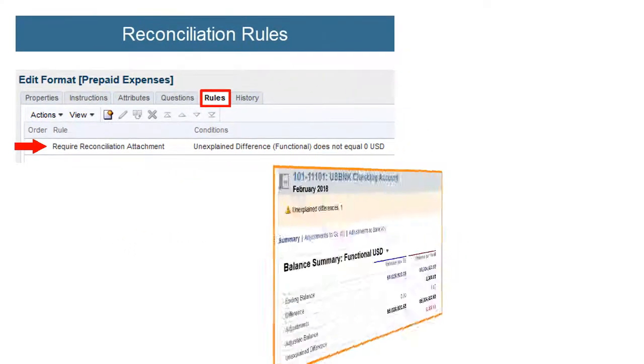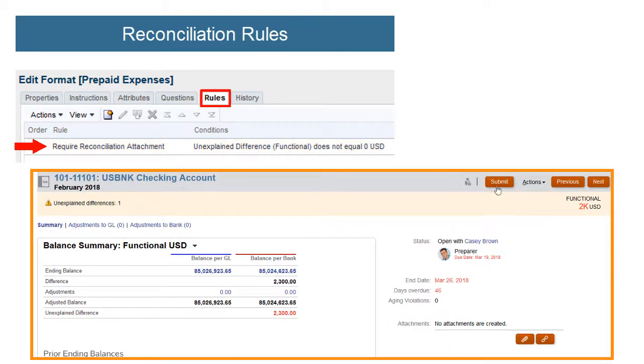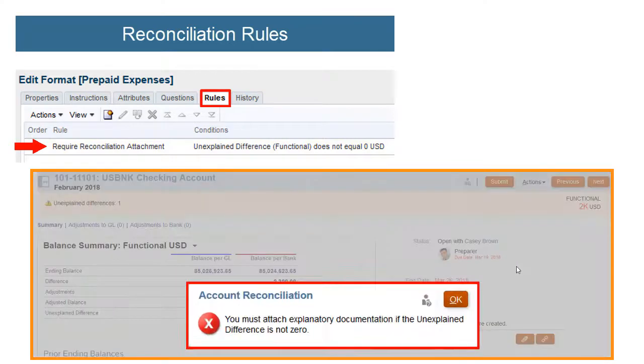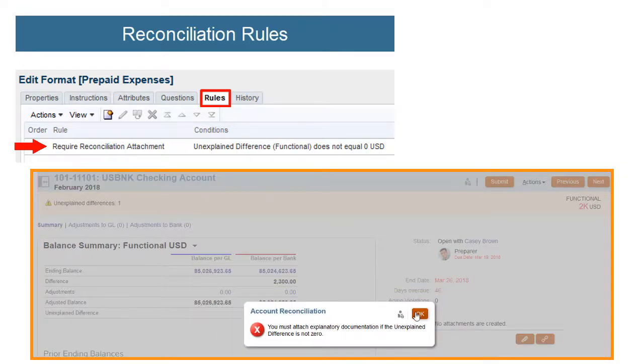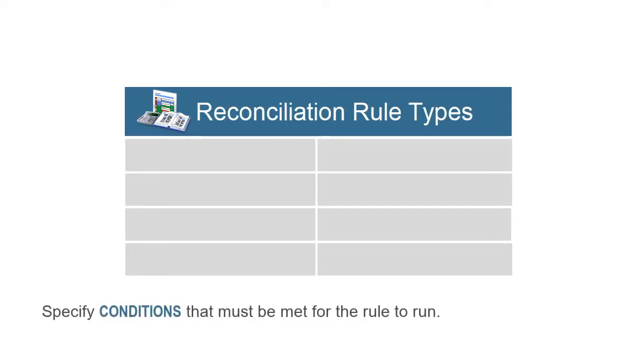For example, your reconciliation process requires that justifying documentation be attached to a reconciliation if the balance for unexplained difference is greater than 0. You can create a reconciliation rule that prevents preparers from submitting reconciliations with an unexplained difference greater than 0 if they have not attached a justification document. For each rule type, you specify conditions that must be met for the rule to run.